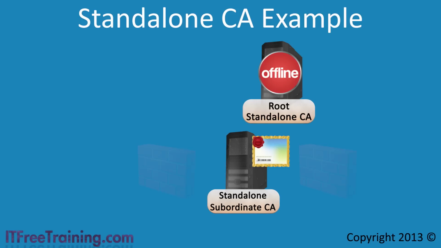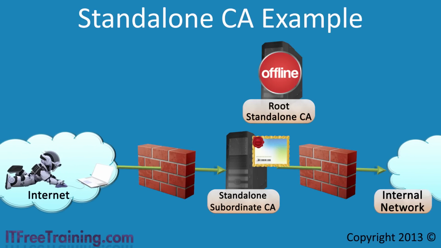If I were to add the rest of the network in, you can see how a typical standalone CA deployment would work. The standalone subordinate CA can be placed on a DMZ or perimeter network that is accessible to the Internet. This CA is not on the internal network, so if it were to be attacked, an attacker would not be able to use this server to access the internal network.